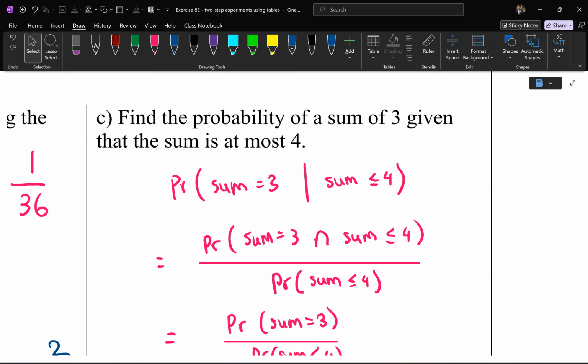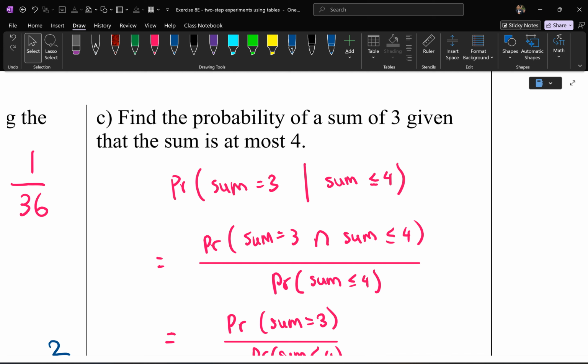Here we go. So let's break it apart slowly. It says find the probability of a sum of 3. So it has to add up to 3. So what's the chance of adding to 3? Given that the sum is at most 4, meaning 4 or less, right? So this is what we know that's already occurred. We know that they've already added 4 or less.